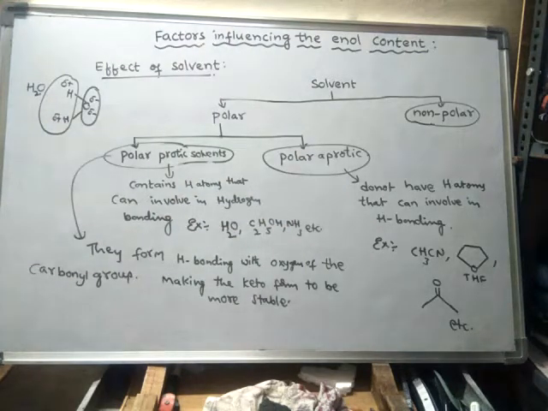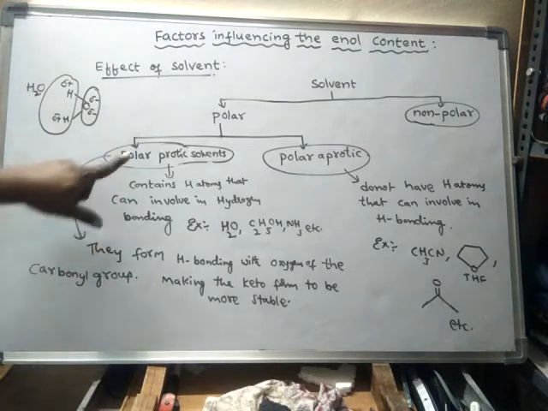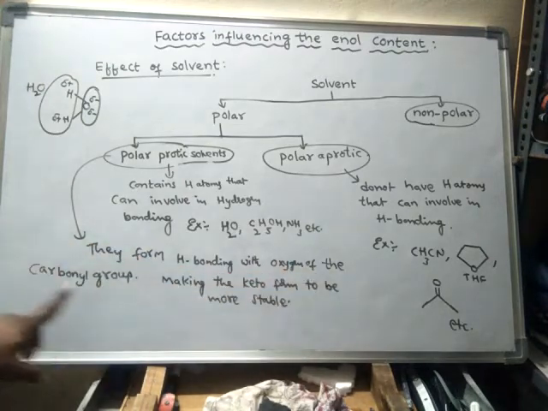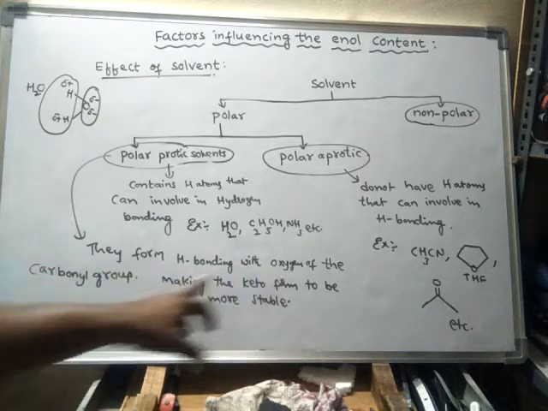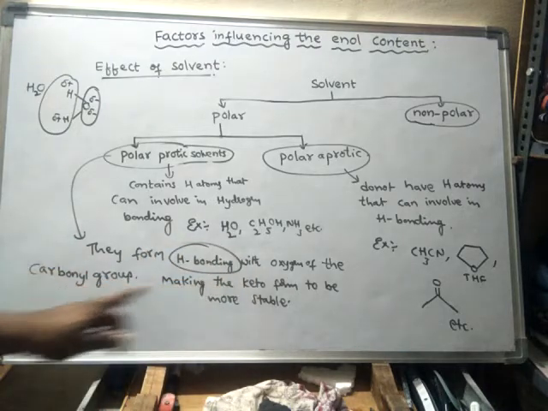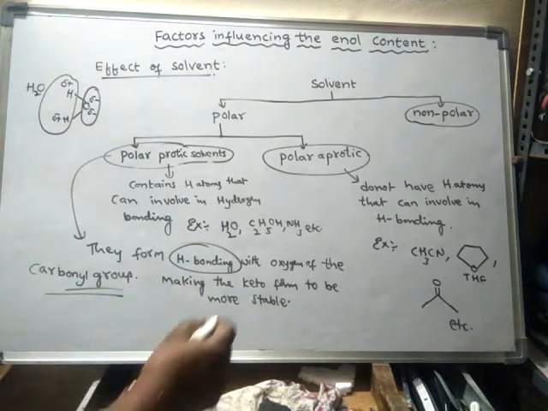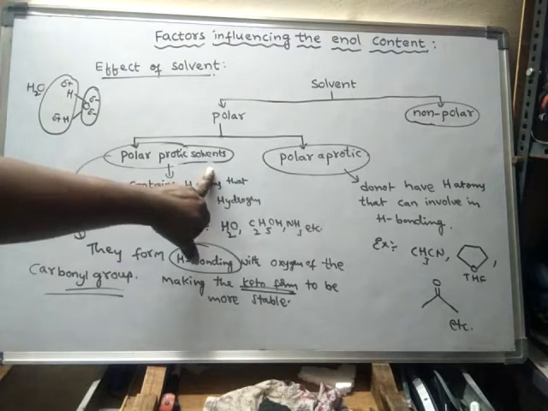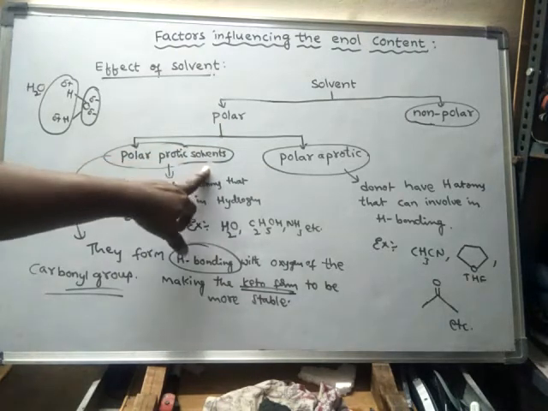These polar protic solvents form hydrogen bonding with the oxygen of the carbonyl group. As they form hydrogen bonding with the oxygen of the carbonyl group, what happens? The keto form will become the more stable form, and it does not convert into enol form. That means polar protic solvents will increase the keto form. It will favor the keto content.